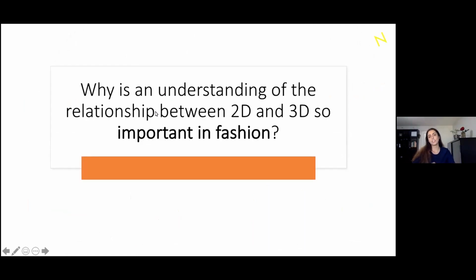So why is an understanding of the relationship between 2D and 3D so important in fashion then? Well, working in 2 dimensions offers many benefits, as does working in 3D. So what I thought we'd do before we actually start the workshop or the exercise for today is start by first considering the benefits of each, and then we can consider how they work in combination with each other.